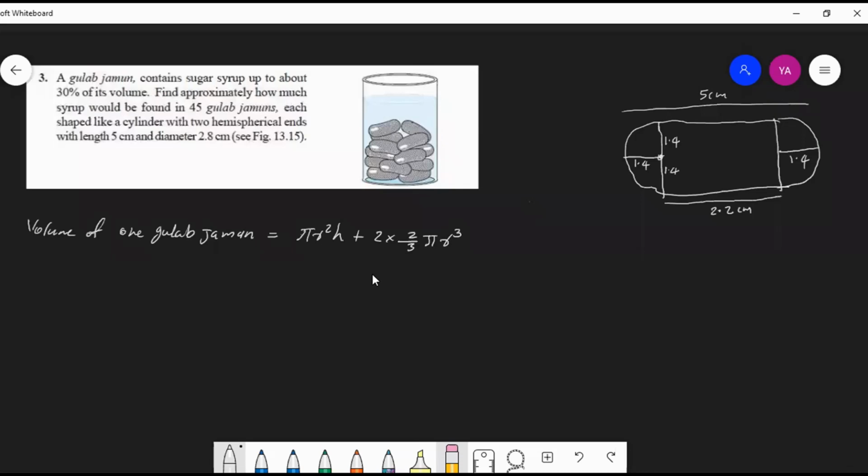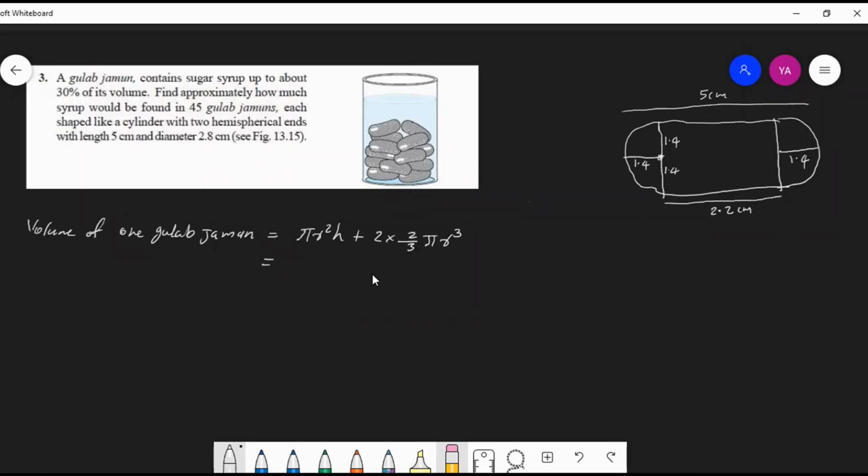So you can also write in the first step volume of the cylinder plus volume of the hemisphere, then substitute the formula, then substitute the given values. So pi r square h. Can we take pi r outside?